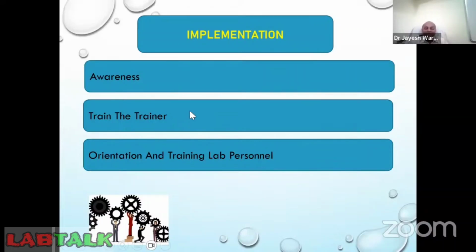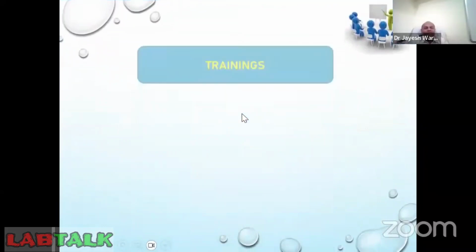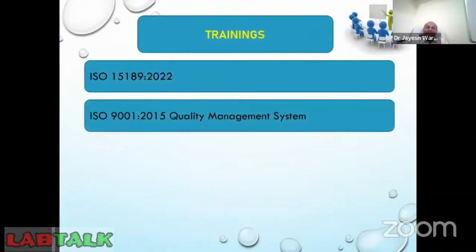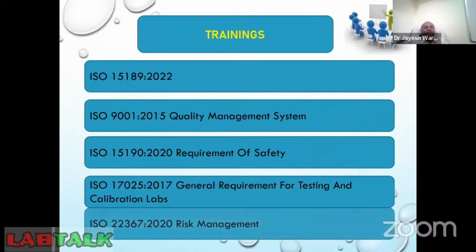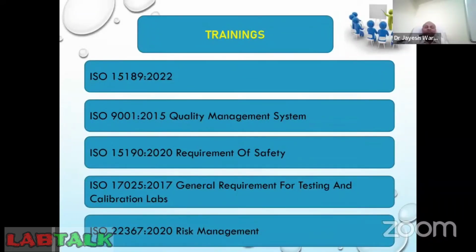Now, how to do it in a step by step manner? Let us see. First of all, you need to undergo some trainings. So what are the different trainings you should undergo? Here I have mentioned a list of the trainings. You need not undergo the trainings for all of these ISO standards, but you can at least read them. You can make yourself aware, and see what the implications of all these ISO standards are in your laboratory and wherever they are applicable, or you can use them for implementation of your management system in your laboratory. So first of all is the ISO 15189:2022.